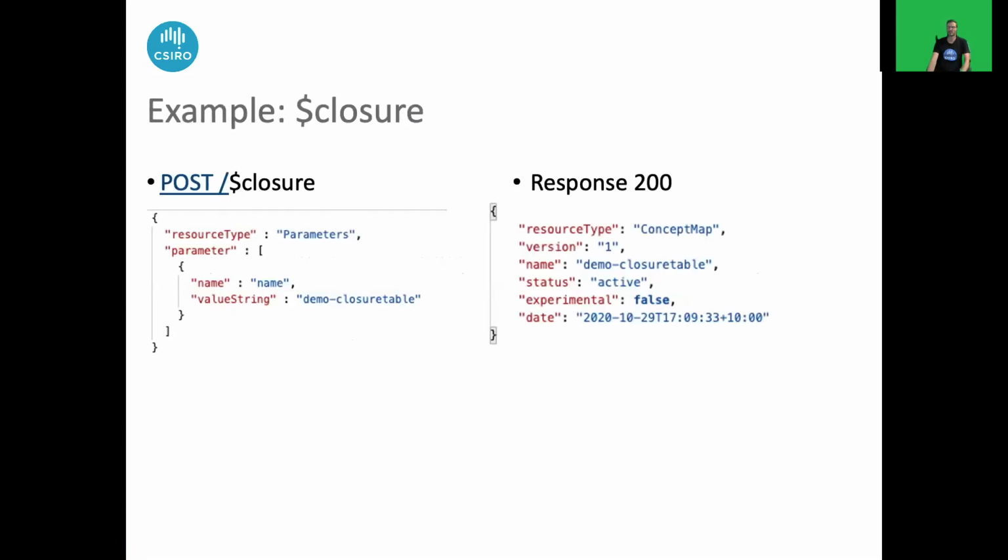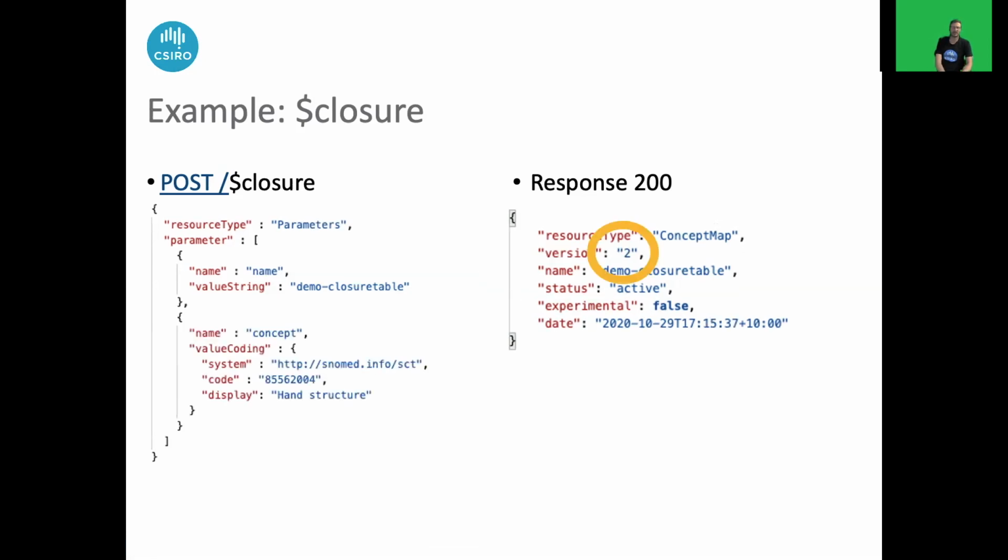So here's a series of steps illustrating the use of a closure table. In this first step, we're going to create the closure table. So we send through a request with a parameters resource, and in that, we just give it the name of the closure table we're interested in. And the server comes back with a concept map resource. We can see that it's version 1, so we know that this has just started. We can see its name. And in this case, we can see that there's no other information about the hierarchical relationships between codes. We'll see some of those start to appear as we go along.